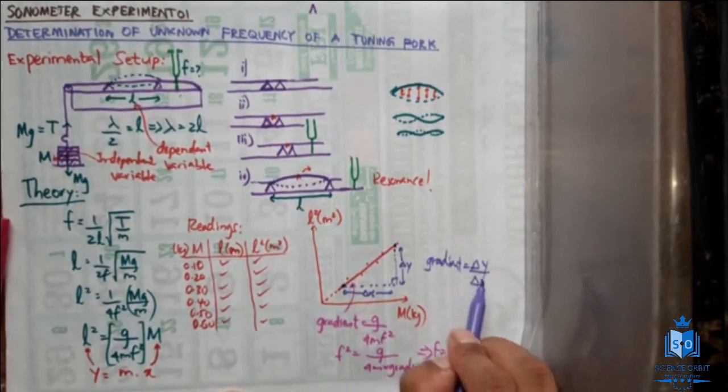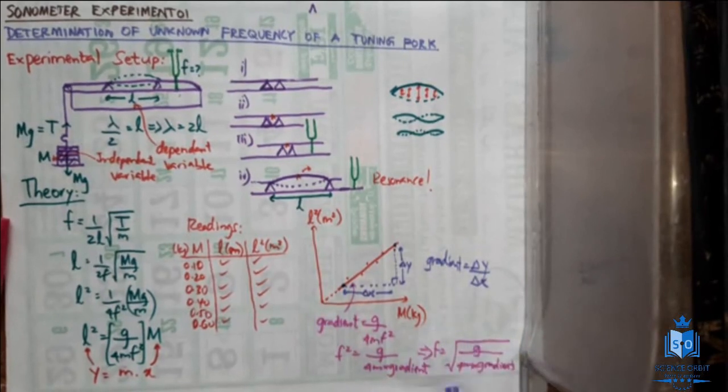These things we have discussed earlier also. From that you will get this, and m is the mass per unit length.